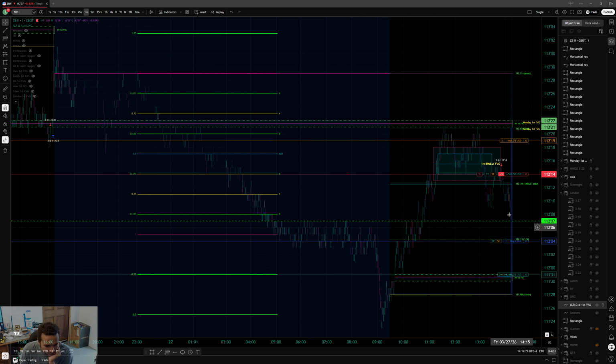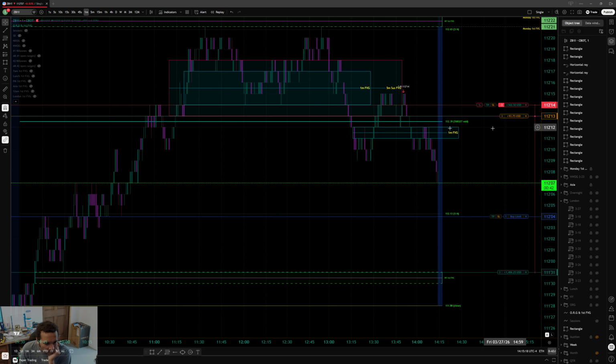Hey, we're moving. Look at that. Brought my stop loss down to the high of the candle just above this fair value gap, overlapping with the low of the 5-minute suspension block.